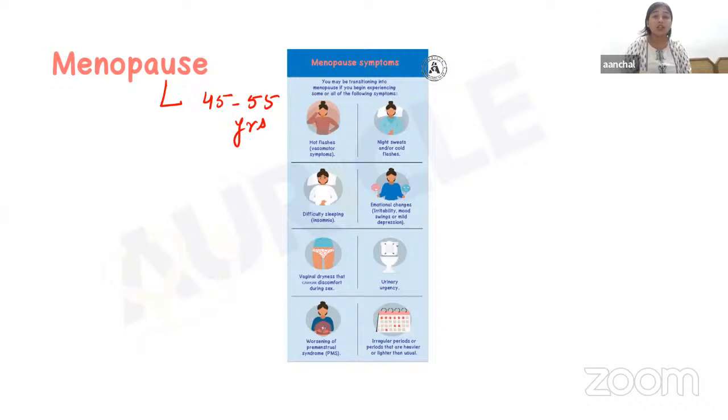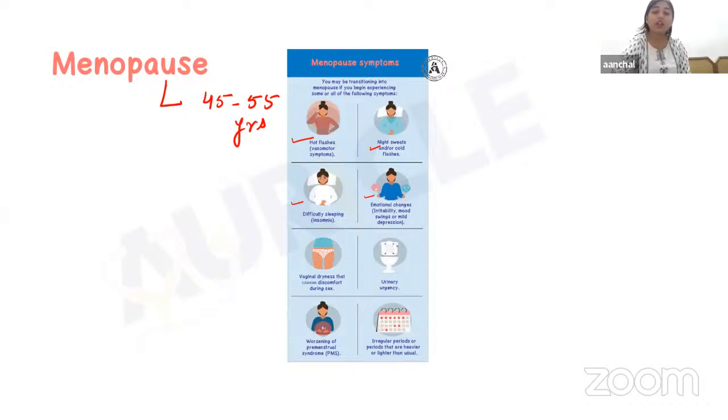Okay, now what are the causes for menopause? So before learning about the causes, let's discuss the symptoms. So as we can see, symptoms like hot flashes will be there, night sweats or cold flashes will be there, difficulty sleeping, emotional changes, mood swings will be there, depression, irritability will be there, vaginal dryness will be there, urinary urgency is there, worsening of premenstrual syndrome is there, and irregular periods are there if the person is going towards the period of menopause.